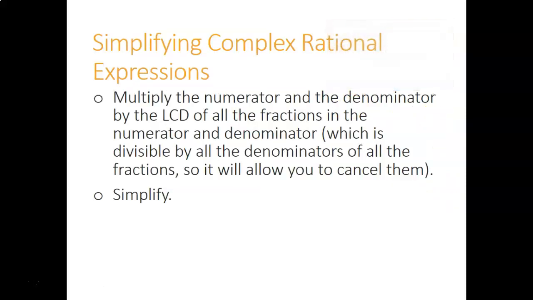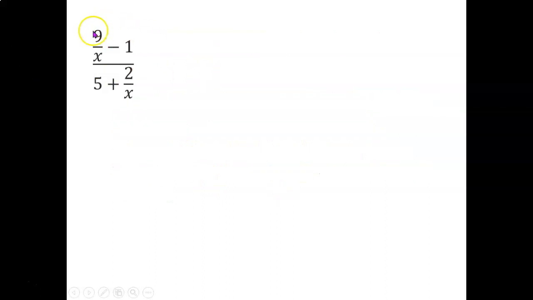Okay, one last topic, simplifying complex rational expressions. So that's like when you got fractions in your fractions. The whole thing is one big fraction, but as part of what you have going on upstairs or downstairs, you got a little fraction there. Like this. The whole thing is a fraction with 9 over x minus 1 as its numerator and 5 plus 2 over x as its denominator.